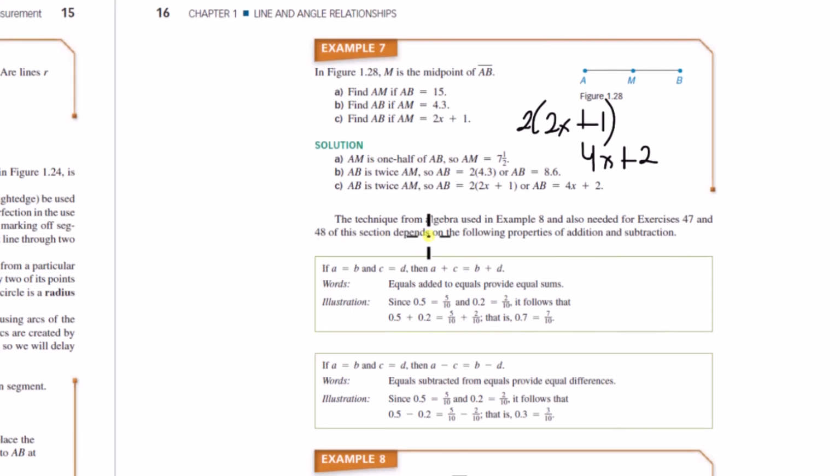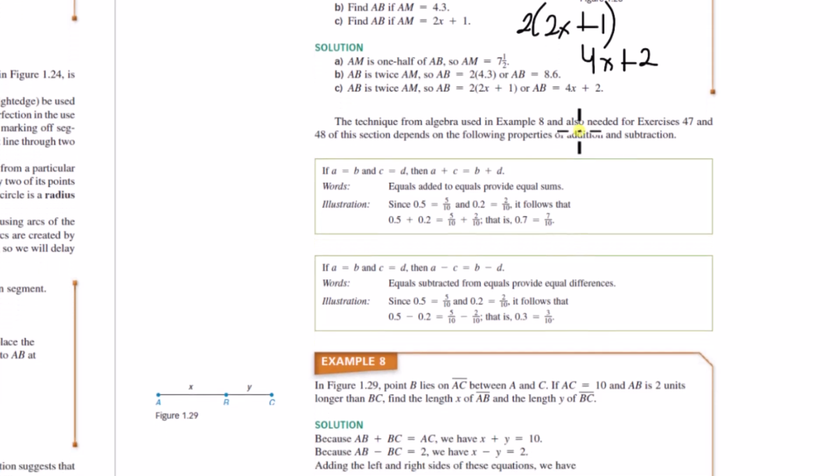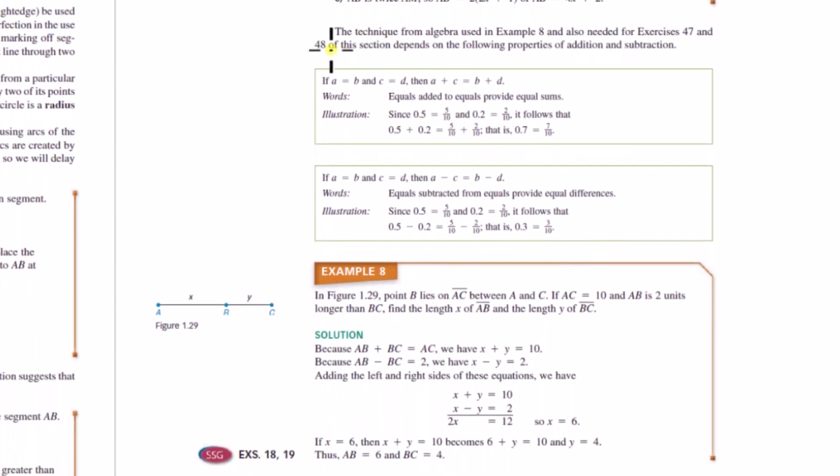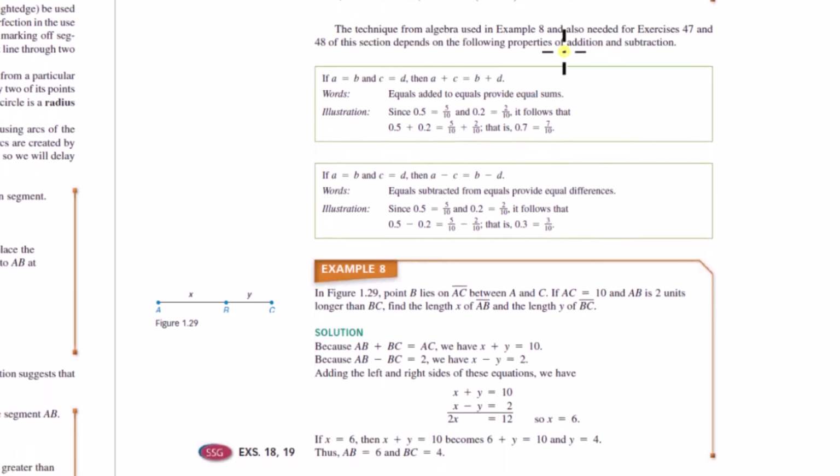All right, the technique from algebra used in example 8 and also needed for exercises 47 and 48 of this section depends on the following properties of addition and subtraction. Okay, so yeah, we talk about this in detail at the beginning of the algebra course, in the pre-algebra section, properties of real numbers. But all right, if A is equal to B and C is equal to D, then A plus C is equal to B plus D.